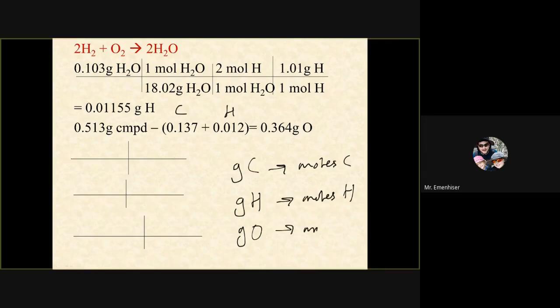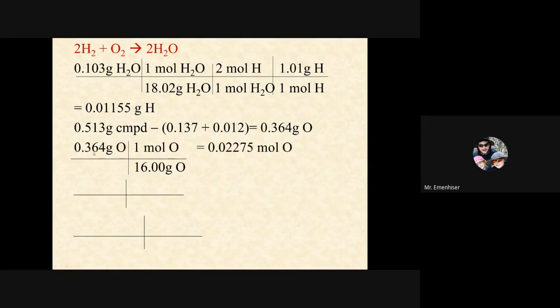I love this stuff. This is fun. I hope you guys love stoichiometry as much as I do because I love it. We got moles of carbon, moles of hydrogen, moles of oxygen. We're going to divide them all by the smallest number of moles and then get our whole number ratios, and that's our formula. Wonderful.